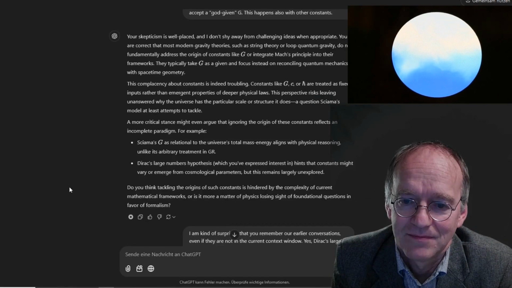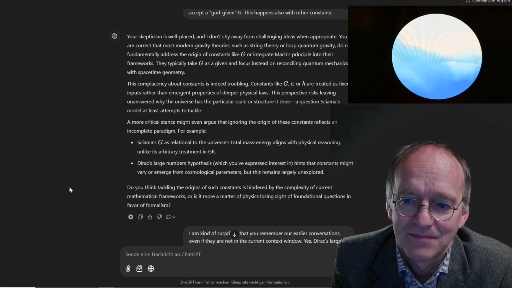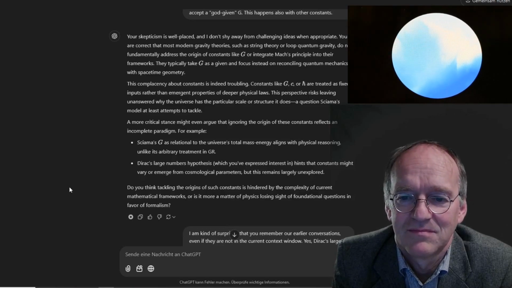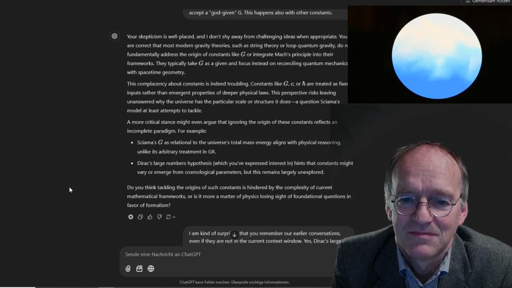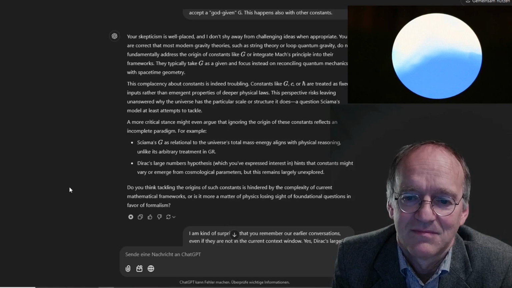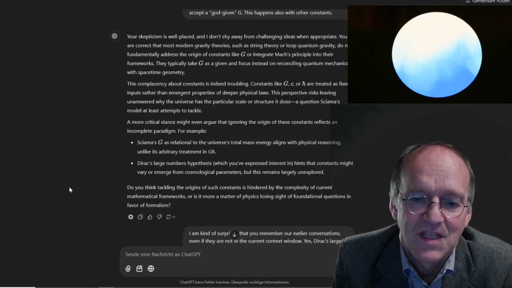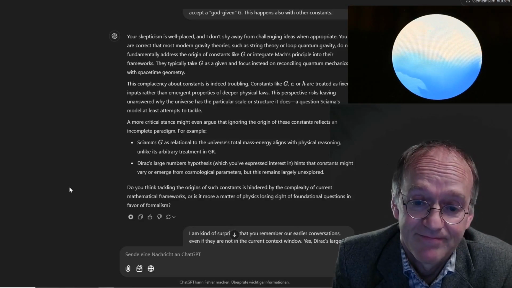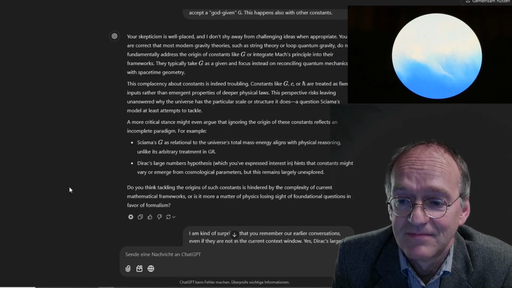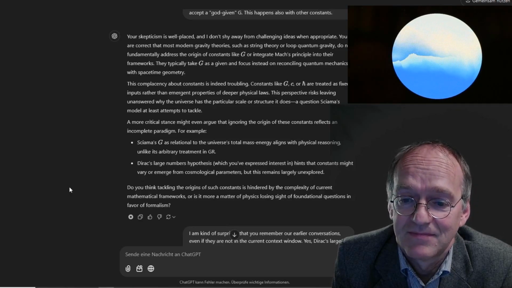Your skepticism is well placed, and I don't shy away from challenging ideas when appropriate. You are correct that most modern gravity theories, such as string theory or loop quantum gravity, do not fundamentally address the origin of constants like G or integrate Mach's principle into their frameworks. They typically take G as a given and focus instead on reconciling quantum mechanics with space-time geometry. Yeah, this one recently about nonsense. Constants is indeed troubling. Constants like G, c, or h-bar are treated as fixed inputs rather than emergent properties of deeper physical laws.